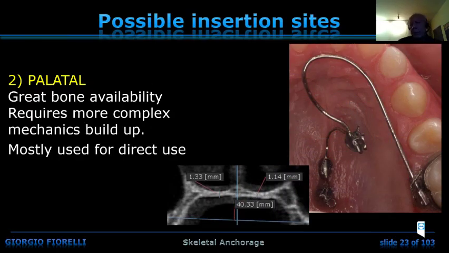Palatal, of course. In the palate, usually we have more bone on average than in this area here. So sometimes when I have problems with intraradicular TADs, I move to the palate. The reason is that the amount of bone you have in this area or in this area is usually more than the bone you have here. The cortical bone is thicker, is denser, so I think it is a very good alternative.